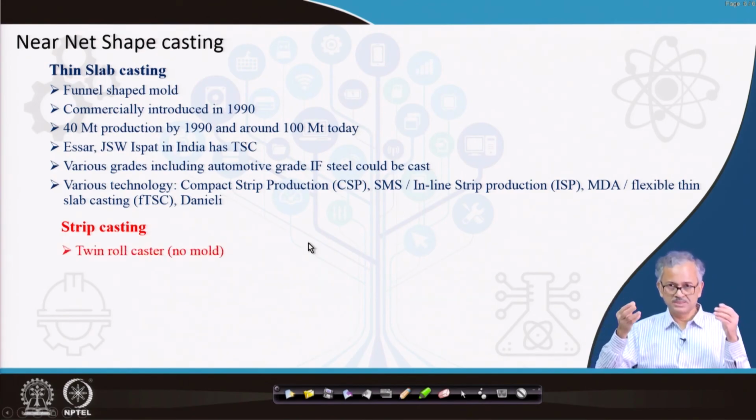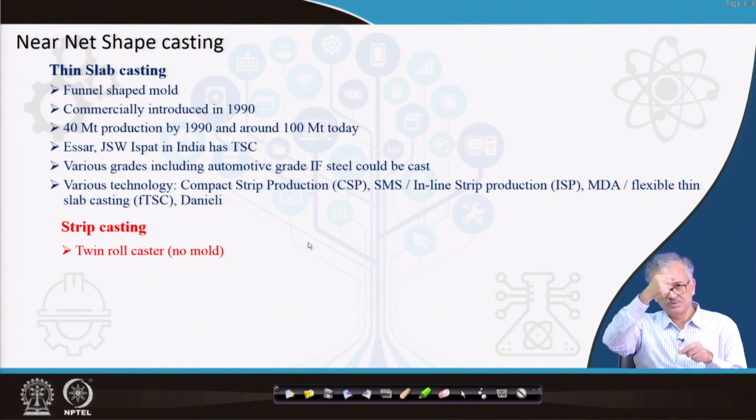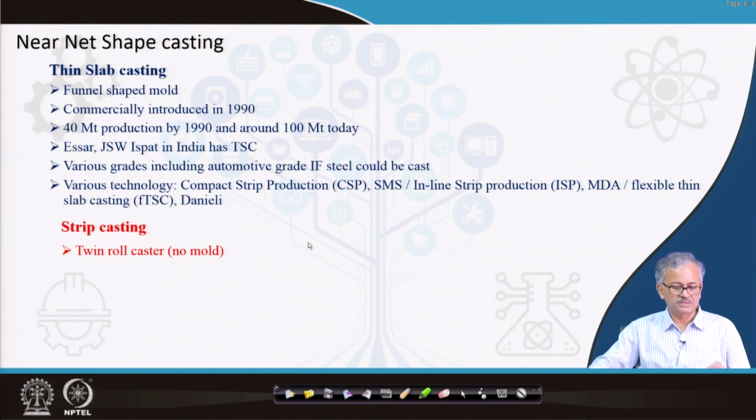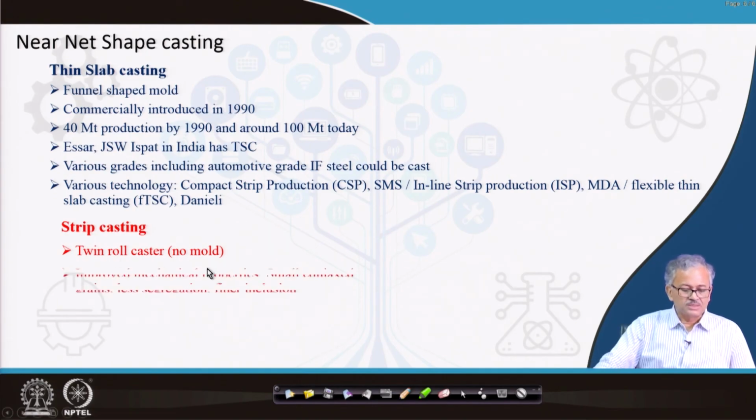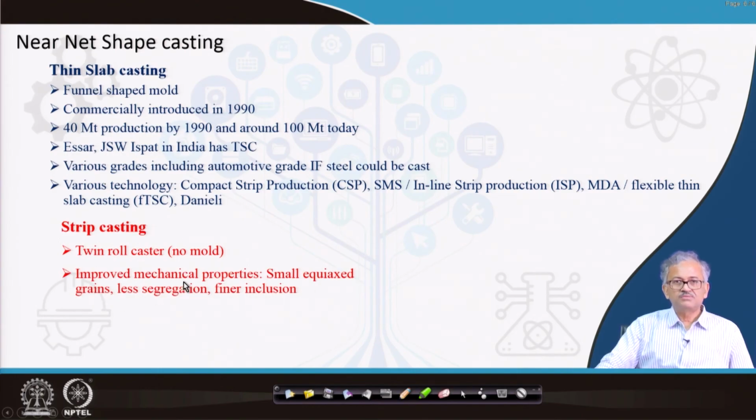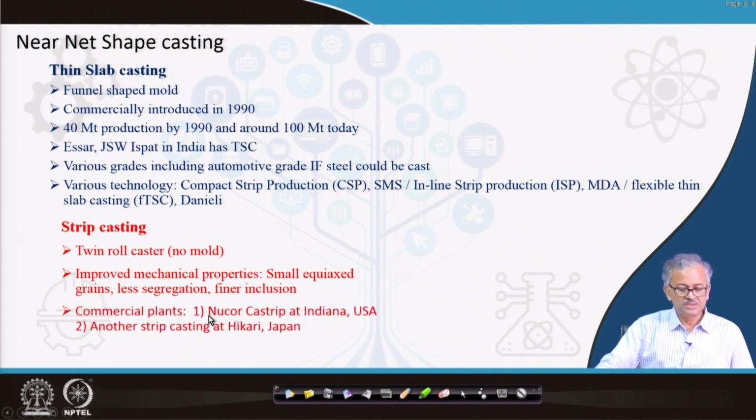In case of strip casting, you don't require any mold. You have two water cooled drums through which the liquid steel is poured and then cast. It is called a twin roll caster. It gives improved mechanical properties and small equiaxed grains. Obviously the casting rate is very fast, so you get more equiaxed grains, less segregation, and finer inclusions. A commercial plant is there at Nucor Castrip, Indiana, USA, and another in Hikari, Japan.